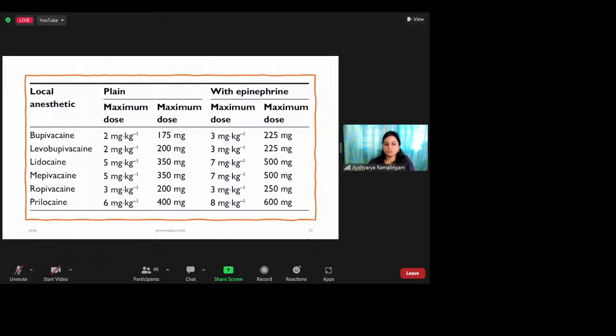And this is the dosage of local anesthetic. Local anesthetic can be used without adrenaline and with adrenaline. With adrenaline, an increased dosage can be used because it reduces the systemic absorption.